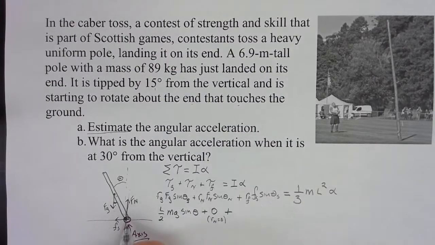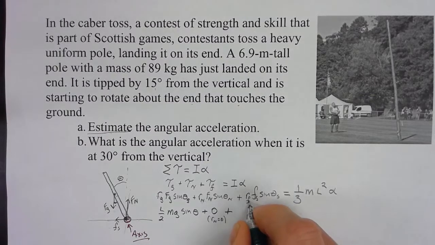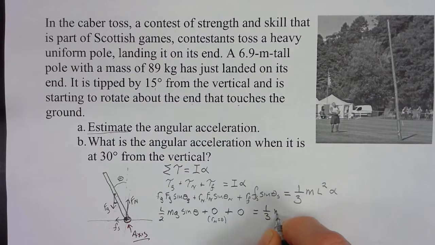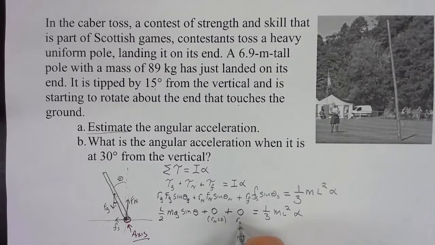And the friction force, its line of action passes through the point of contact. It also has a 0 moment arm. So its torque is 0. And they're going to multiply out to be 1/3 ml squared, the inertia of the rod about an end, times the angular acceleration. So again, frictional torque is 0 because the distance to the frictional force from the axis is 0.